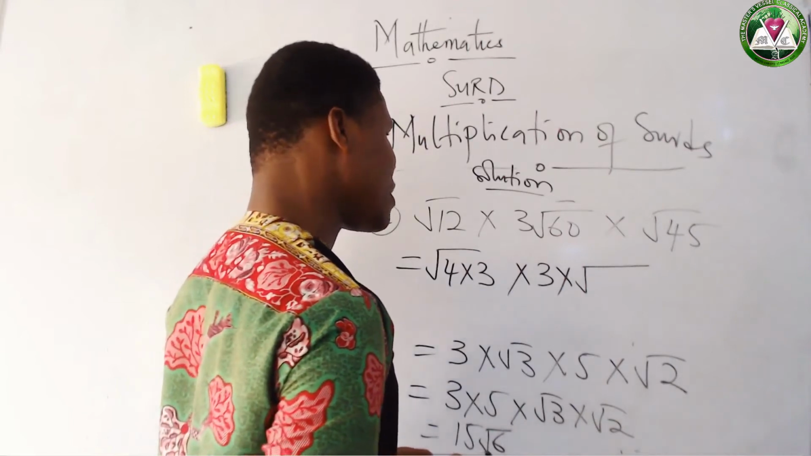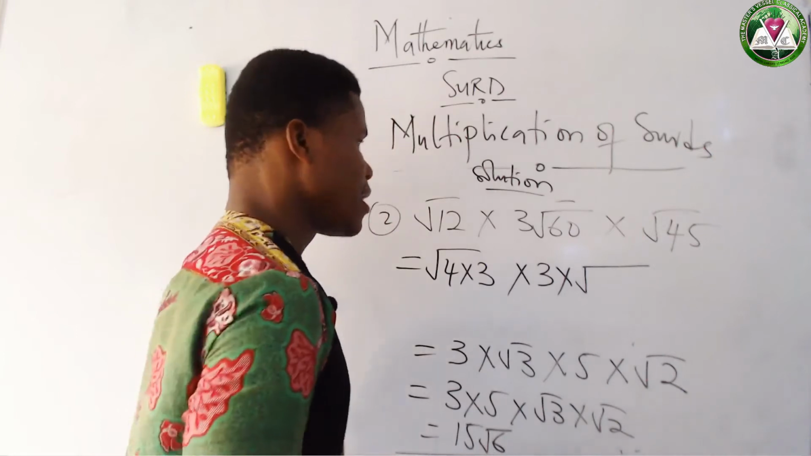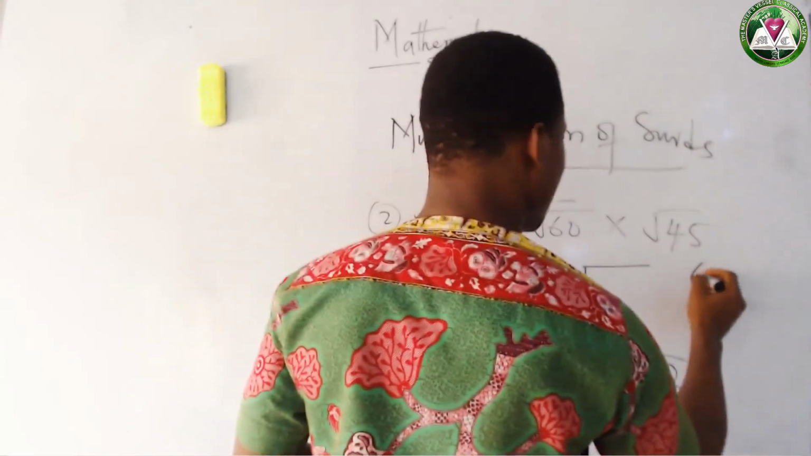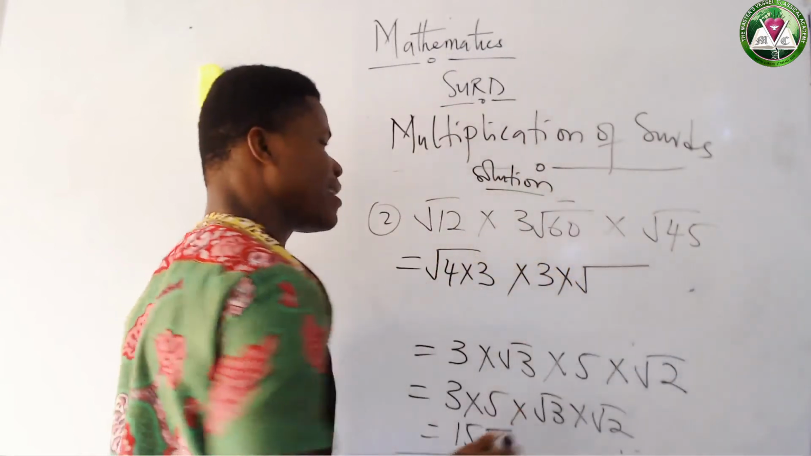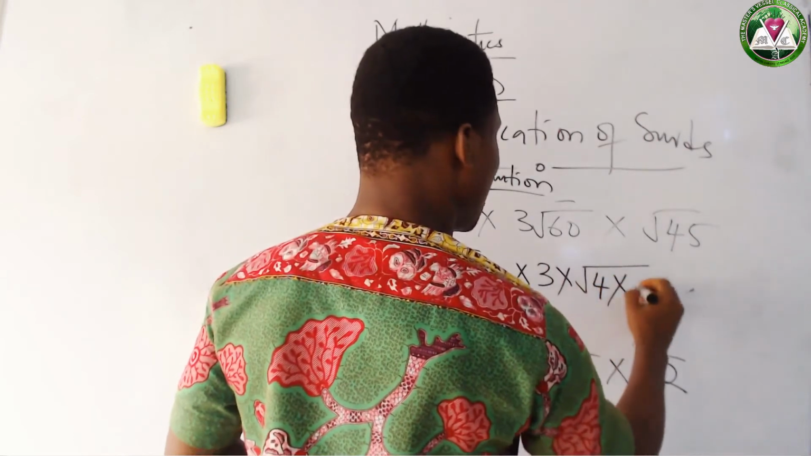Out of 9, can 9 go? If 9 is to divide 60, will it go? I think 9 can divide 60. 9 into 60. Okay, 9 cannot divide 60. It can divide 63. So let's work with 4. So 60 is 4 times 15.